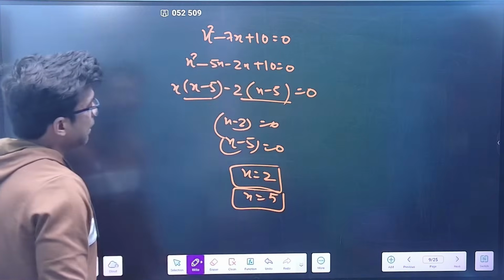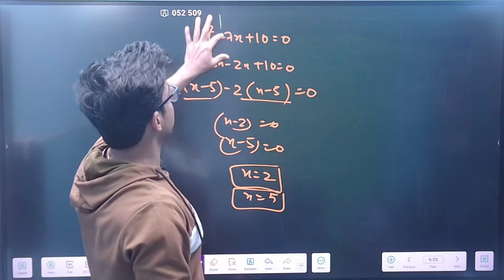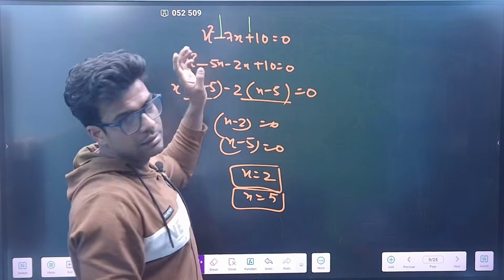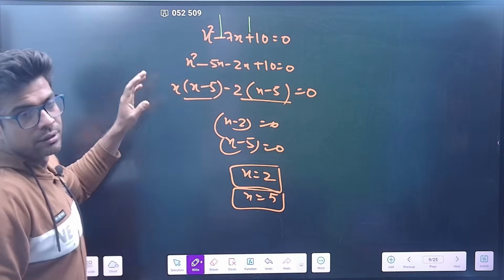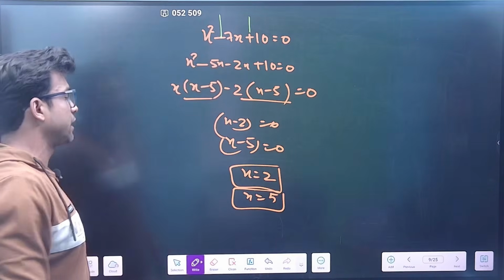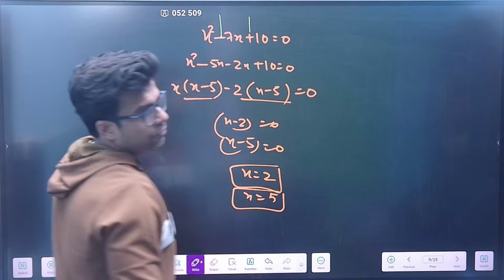So basically, have I said now first is negative and second is positive? Always remember this hierarchy should be followed. First is negative and second is positive, then the roots would be positive.